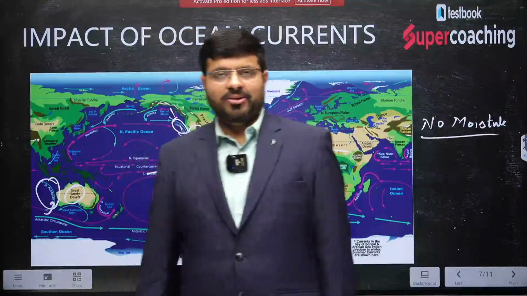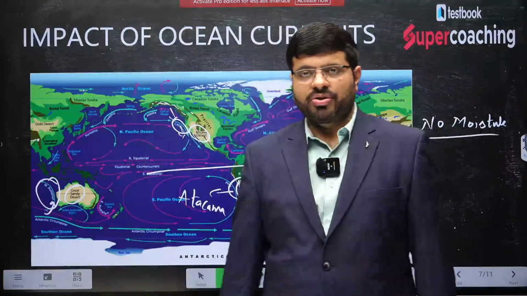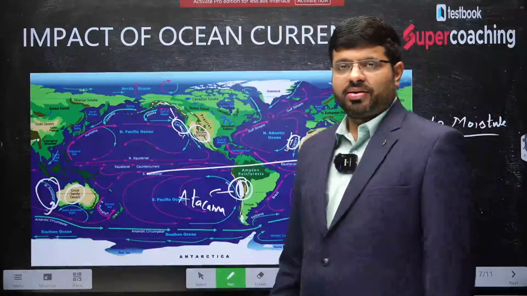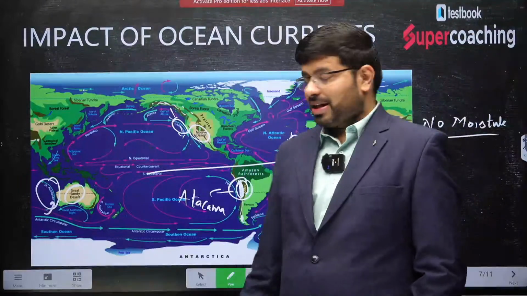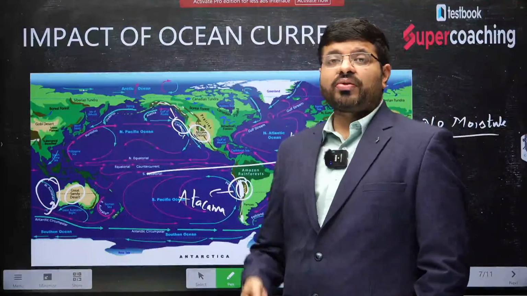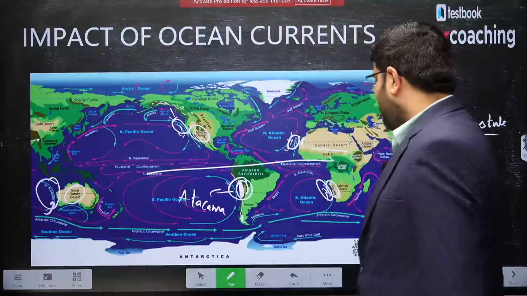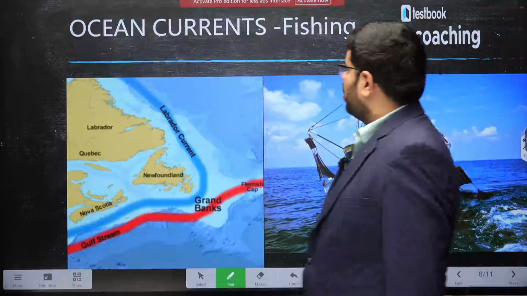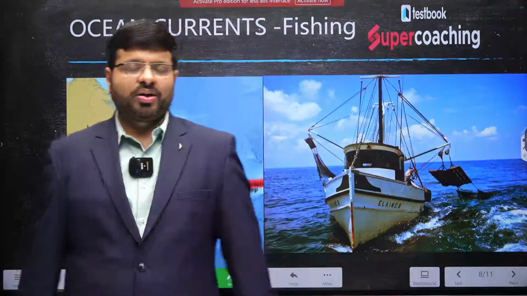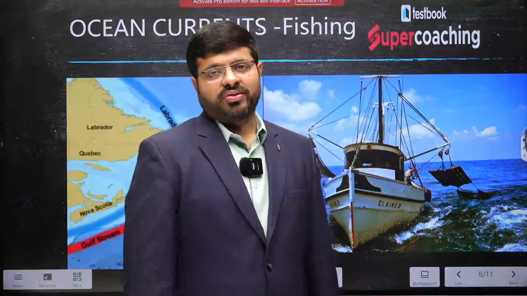So I would say that one of the major impacts of ocean currents is on the climate. I told you, they are the global heat balancing agents. They have an influence like this. This is one of the major factors. Not just that, they are also known for the fishing grounds of the world. What are those? Fishing grounds of the world.